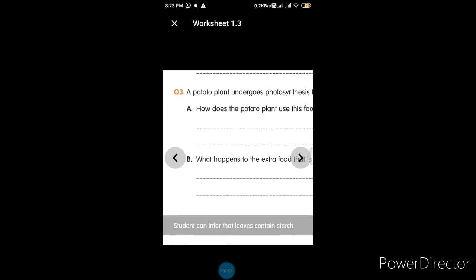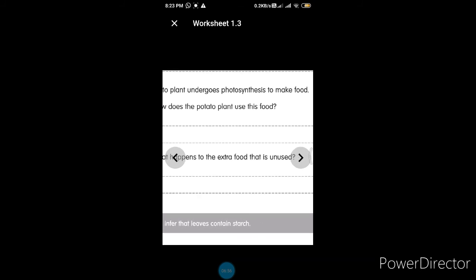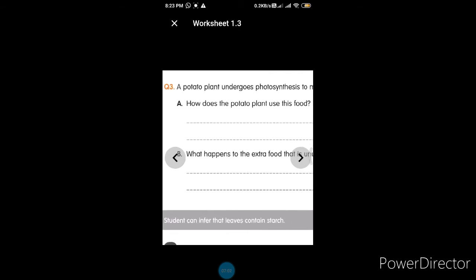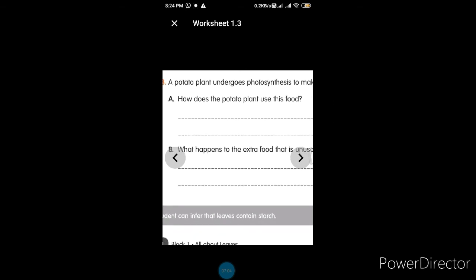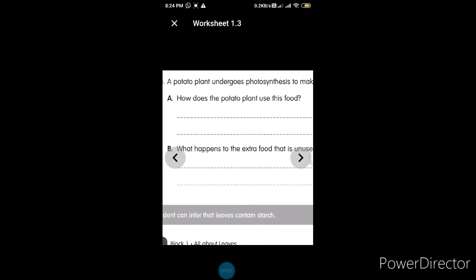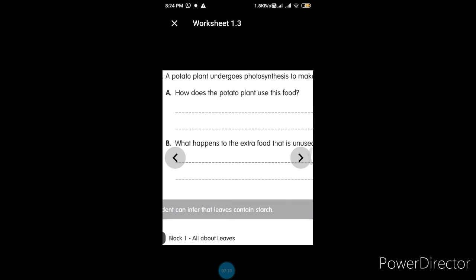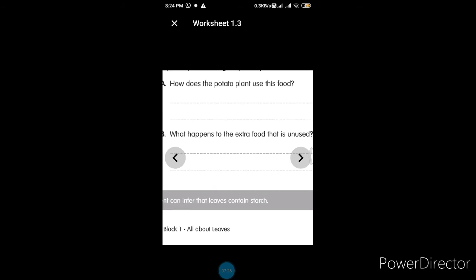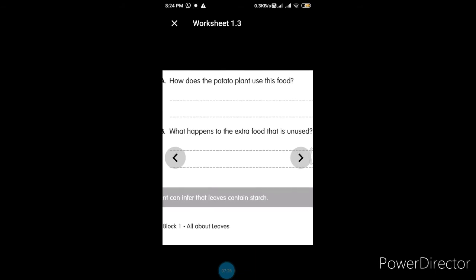And the next one, a potato plant undergoes photosynthesis to make food. Yes, like other plants, the potato plant also undergoes photosynthesis. How does the potato plant use this food? It uses it for its growth like all other plants, but it also has a special character. The extra food is stored in the stem part. That's what we use for eating. The stem part is storing the food in potato.